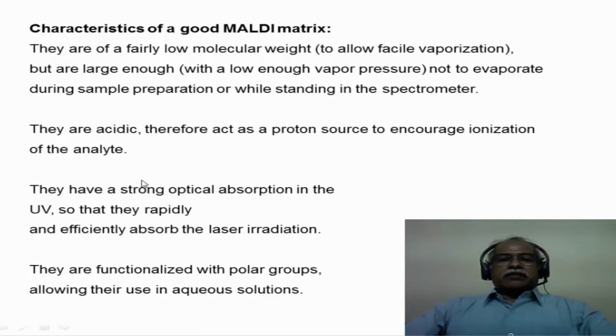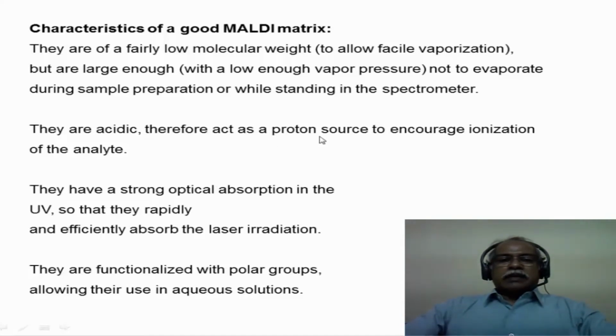The characteristic features of a good MALDI matrix are given in this particular slide. They are fairly low molecular weight compounds, so that it allows facile vaporization upon impingement with laser light, but they are large enough not to have a very large vapor pressure, so that they don't evaporate during sample preparation or while standing in the spectrometer. This is extremely important. They should be low molecular weight so that they don't interfere with the mass analysis of other compounds. At the same time, they should not have extremely low vapor pressure, so as to evaporate at room temperature and so on.